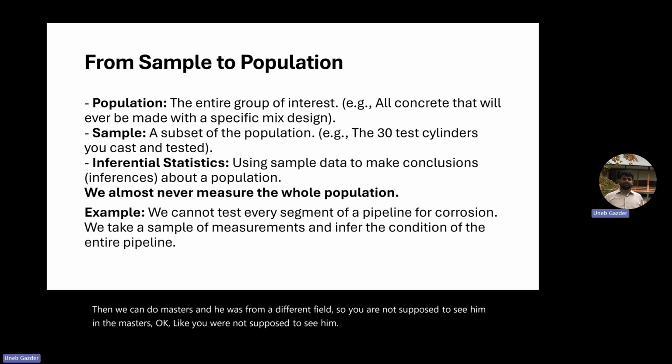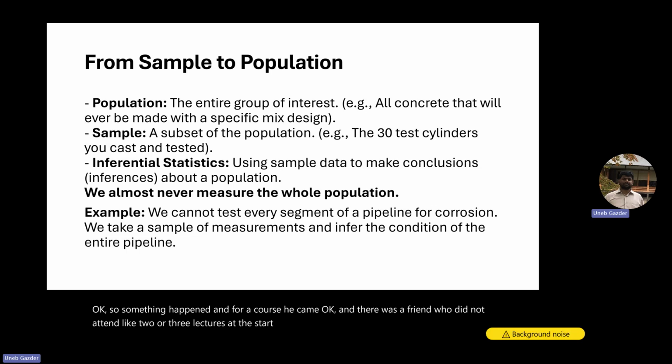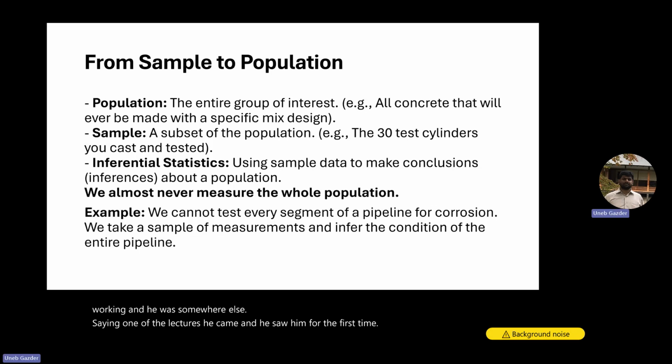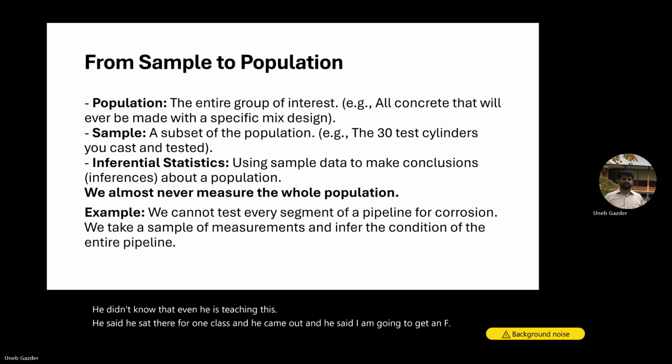Now you see. Something happened, and for a course he came. There was a friend who did not attend the first 2 or 3 lectures. He was working and he was somewhere else. In one of the lectures he came and saw him for the first time. He didn't know that he was teaching. He sat there for one class and came out and said, I am going to get an F. I cannot do it.